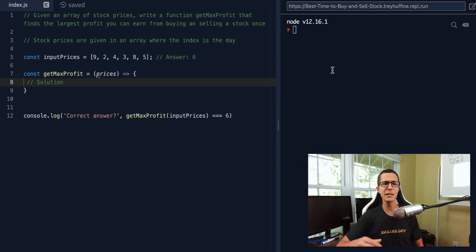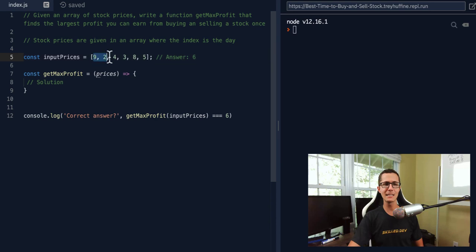It says, given an array of stock prices, write a function getMaxProfit that finds the largest profit you can earn from buying and selling a stock once. And so our stock prices are represented in an array where the index is the day. So 9 is the price on the first day and 5 is the price on the last day. So if we took this sample input, the max profit we could earn is 6. And this is from buying at 2 and selling at 8.